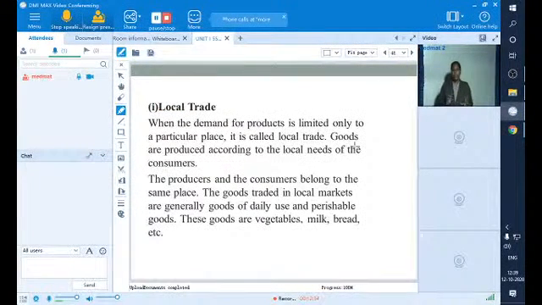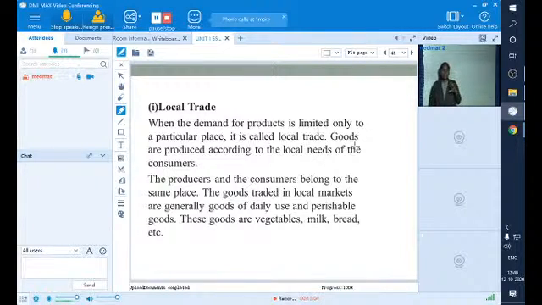Local trade. When the demand for a product is limited only to a particular place, it is called local trade. Goods are produced according to the local needs of the customers. You are going to produce the goods for your consumers and local people. So this is local trade.